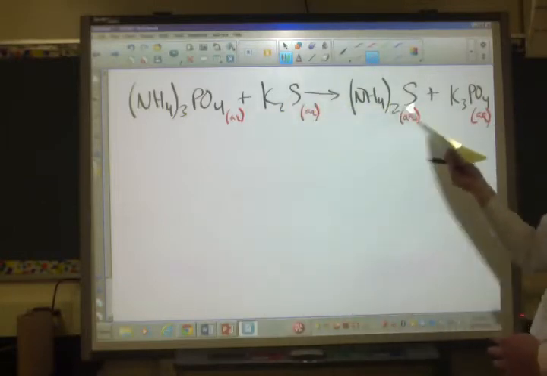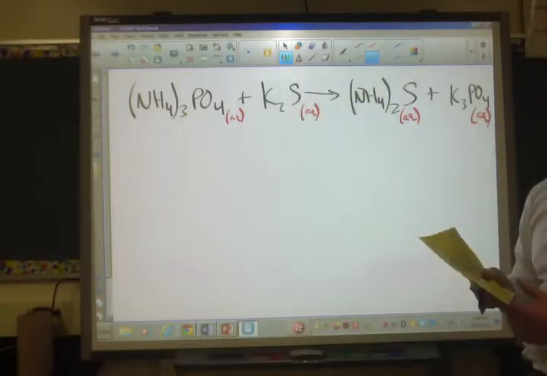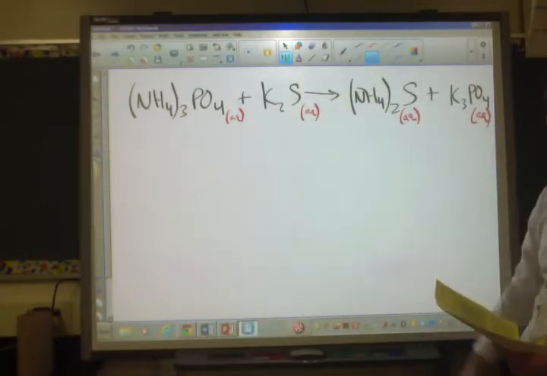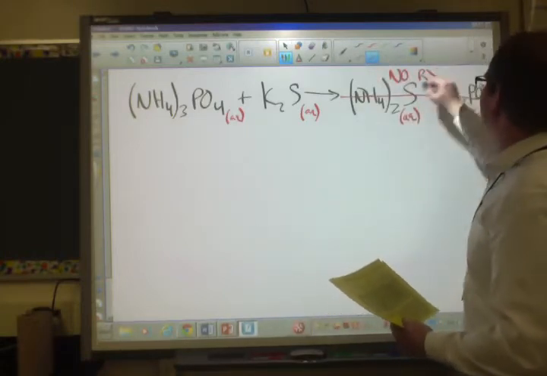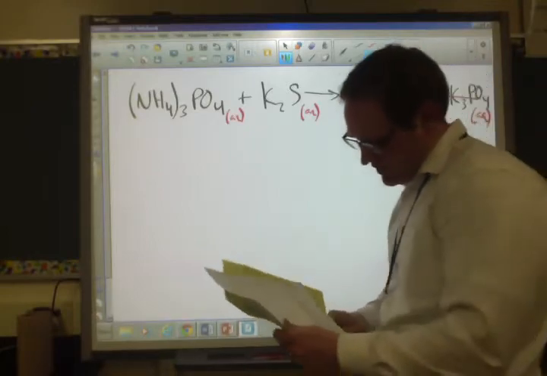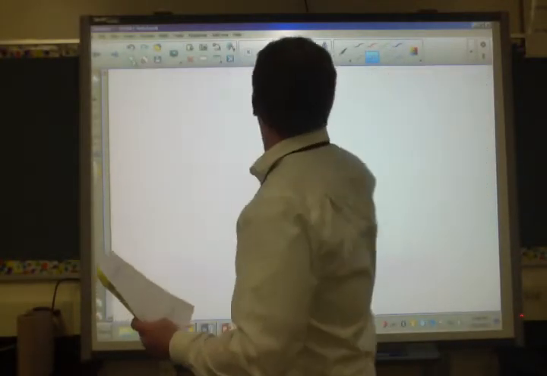So, aqueous, aqueous, aqueous, aqueous. There's nothing going to form here. You're just going to get this soup of 4 ions floating around. So, no reaction. Number 7.